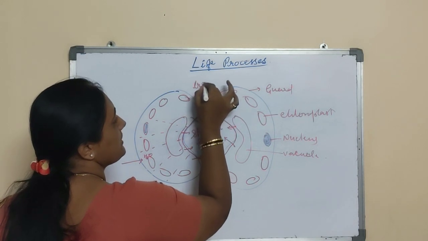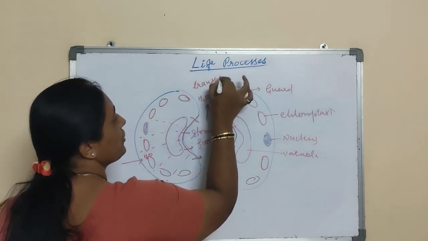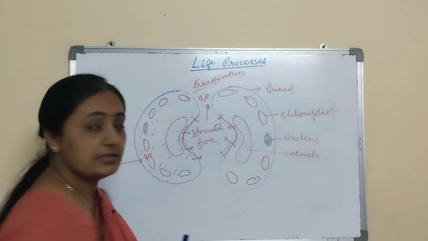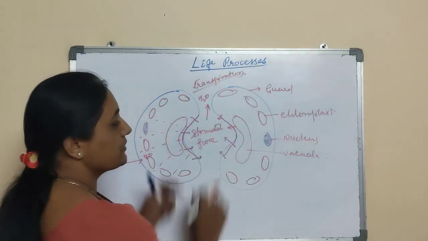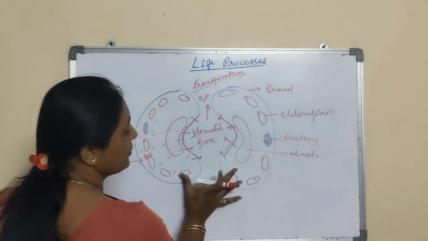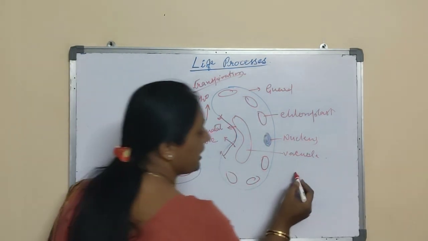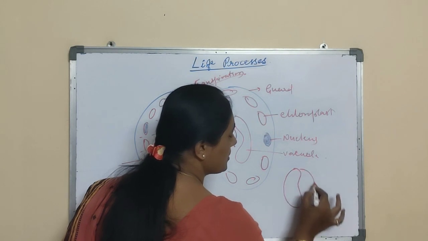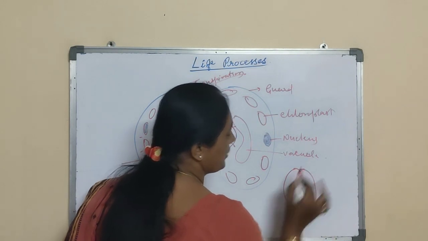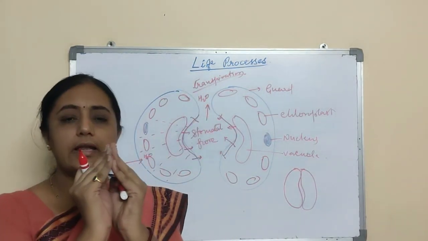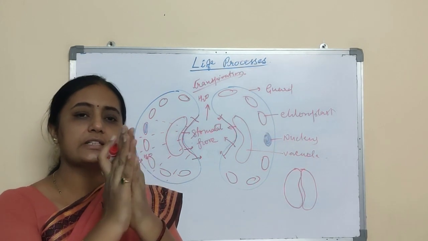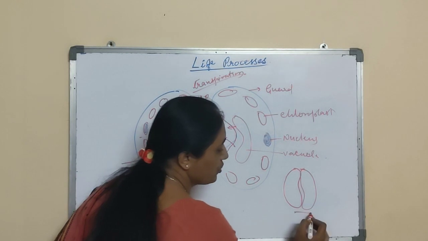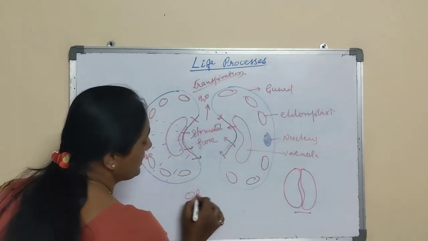And this process is called transpiration. Here water evaporates. As soon as water comes out, these guard cells shrink, and once they shrink, the pore gets closed. When they swell, the pore gets open. So this is the closed stomata and this is the open stomata.